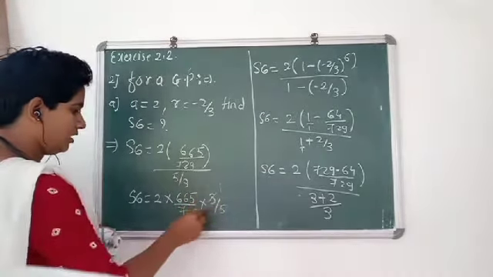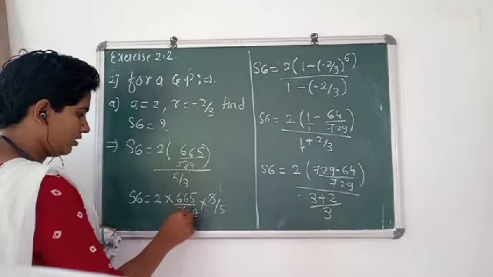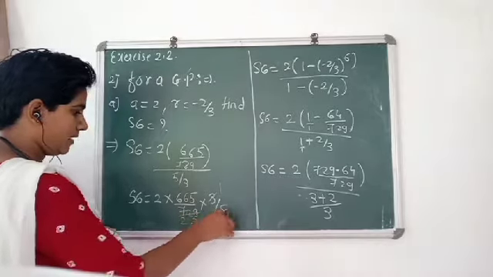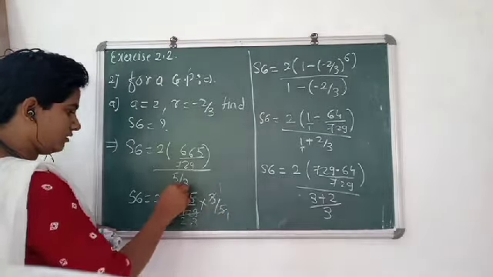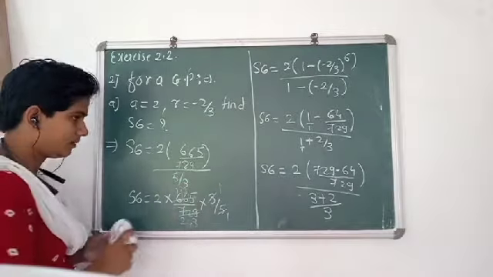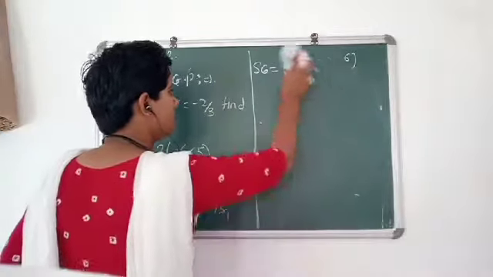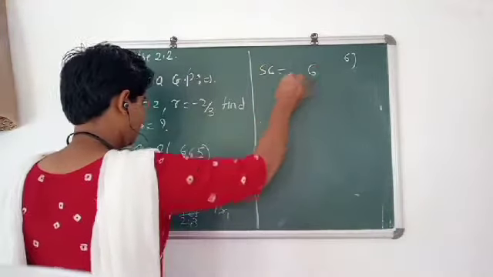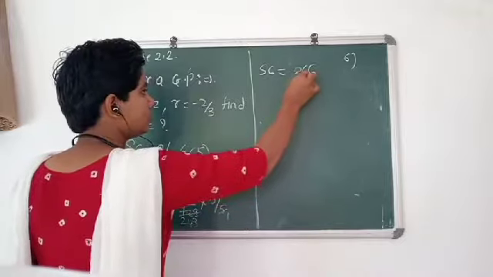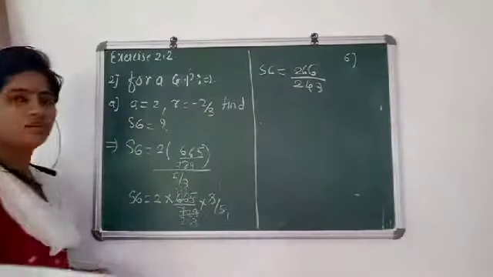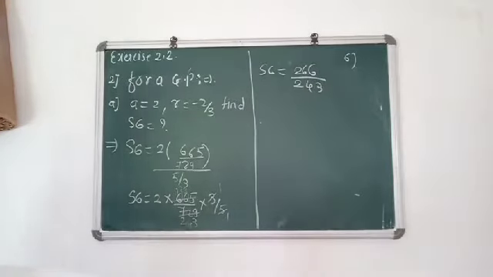So 3 ones are 3, 3 twos are 6, 3 fours are 12, 3 threes are 9. Similarly 5 ones are 5, 5 threes are 15. That remains S6 is equal to 133 into 2. That is 2 into 3 is 6, 2 into 3 is again 6, 2 ones are 2. 266 upon 243. So the value of S6 is equal to 266 upon 243.